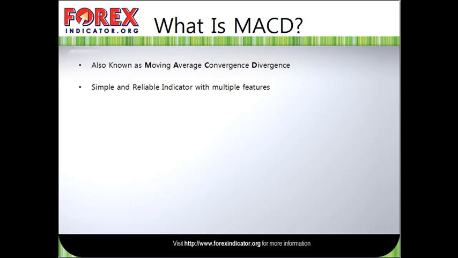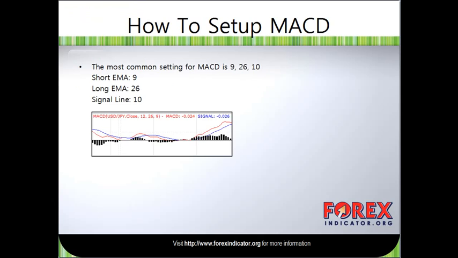Next, let's see how I set up my MACD indicator. Most of the time, we just use the default setting from our brokers, and the default setting is actually 9, 26, 10. So what does it mean? It means that you have a short EMA of period 9, that means 9 candles. You have a long EMA of 26 candles, and a signal line.